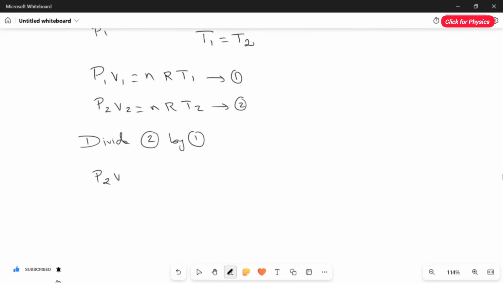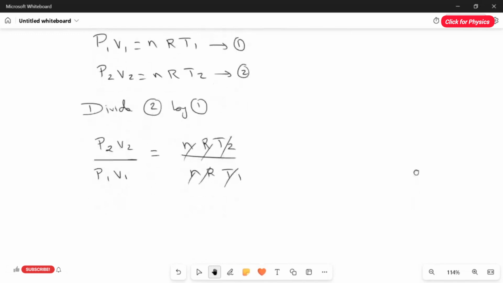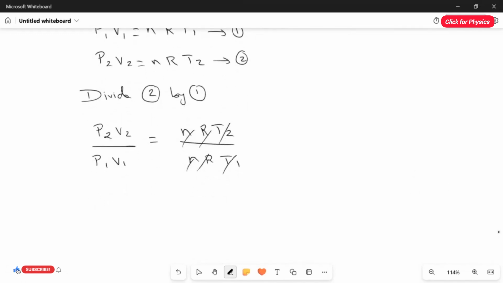You will get P2 V2 over P1 V1. First I divide the right hand side, which is equal to nRT2 over nRT1, and this is isothermal, so T1 is equal to T2. This will get cancelled, and here also everything will get cancelled. Now I'm going to keep pressure on one side and move volume to the other side. Based on that, P2 over P1 is equal to V1 over V2.